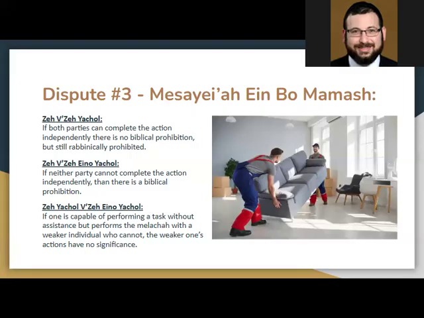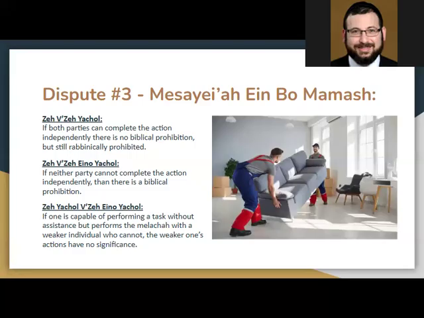In this case, we say that the one who is able to perform the task has transgressed by doing it, and the person who is helping but who could not have done it on their own, their action is considered to have no significance. There's a masa ein bo mamish, we say. Since the task would have been done even without him, and now he is here assisting, his actions are considered to have no significance, and as a result, there's no problem here whatsoever.